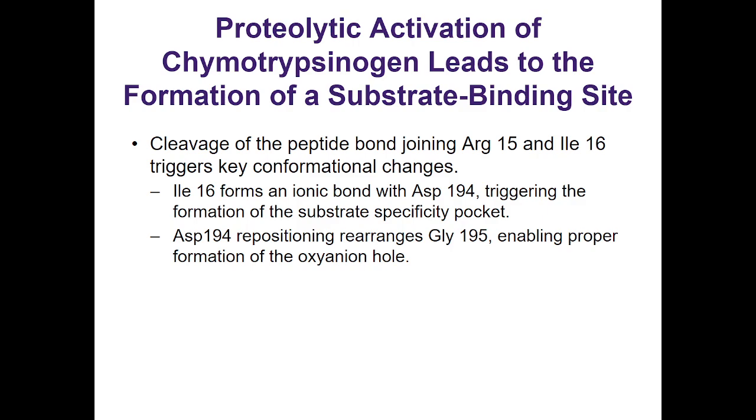Okay? The ASP194 repositioning is going to rearrange the Gly195. This is going to enable the proper formation of our oxyanion hole. You remember your catalytic triad, oxyanion hole, the chymotrypsin, where we talked about that stuff? That's this. That binding site that we were going over and we did all those diagrams for and looked at and oh, that's so cool. Well, that wasn't even formed in the zymogen. We actually had to cleave first. Okay?